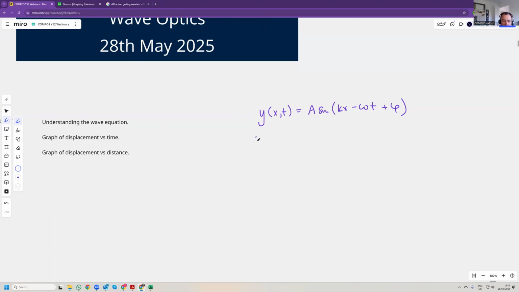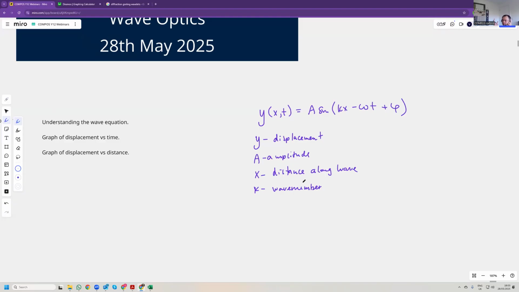So here, y represents the displacement caused by the wave. And A is the amplitude. Now x is the distance along the wave. T is time, of course. K is called a wave number.